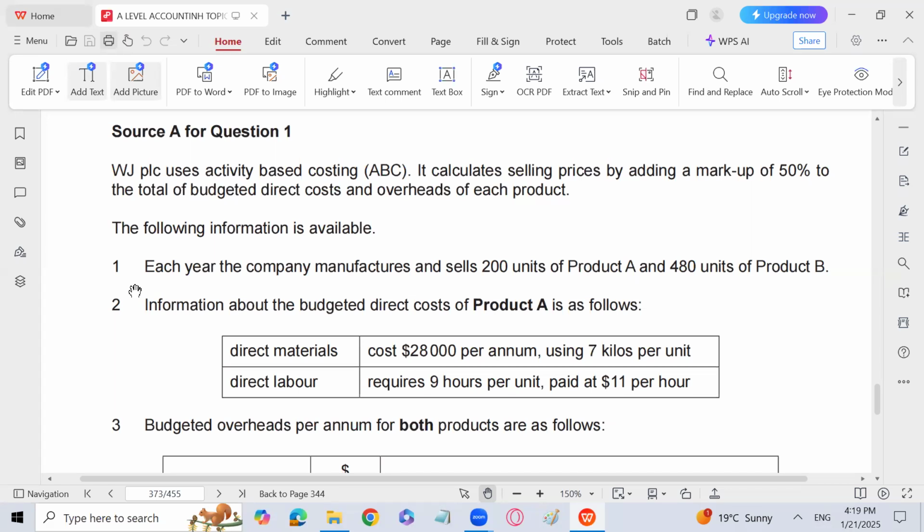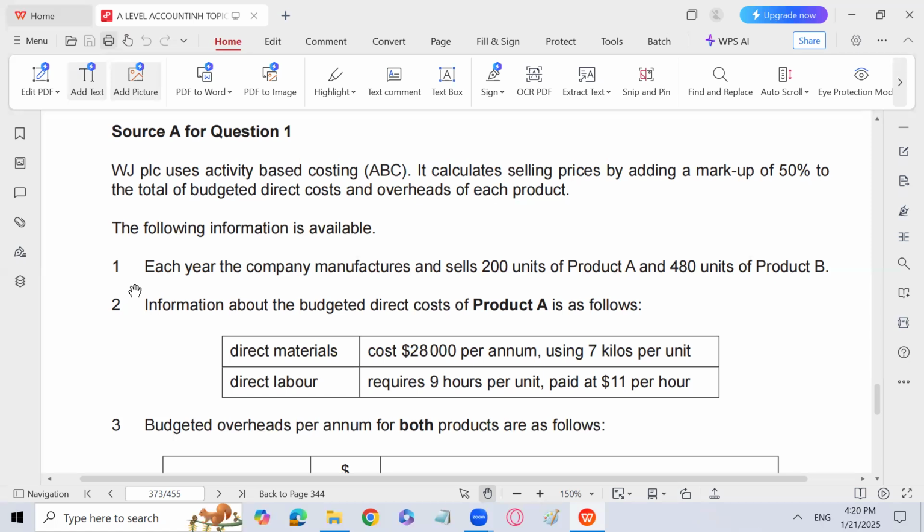Each year, the company manufactures and sells 200 units of product A and 480 units of product B. So the units produced and sold are 200 for A, and 480 for B. Information about the budgeted direct cost of product A is as follows. Direct material cost $28,000 using 7 kilos per unit. So you can easily find that 7 kilos per unit have been charged.